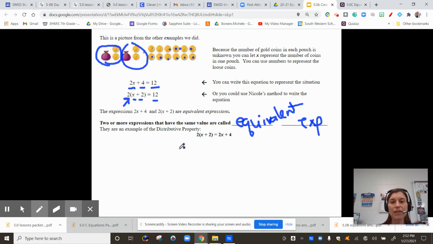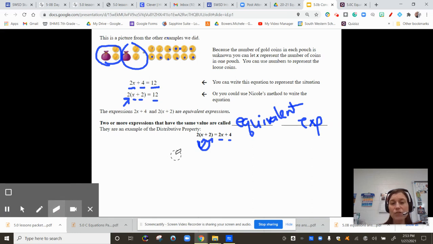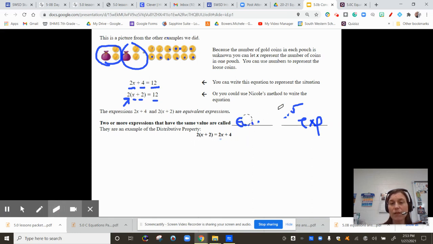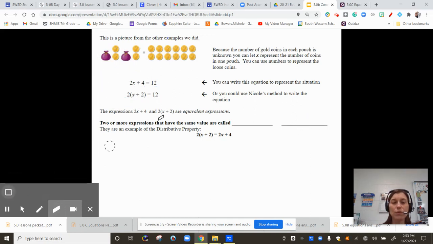Good. So we should recall the distributive property. Here's how the distributive property works. You do 2 times x and 2 times 2. 2 times x is 2x. 2 times 2 is 4. So that's why they are equivalent. Let me do this next one with you. Okay. And then you can practice on your own.